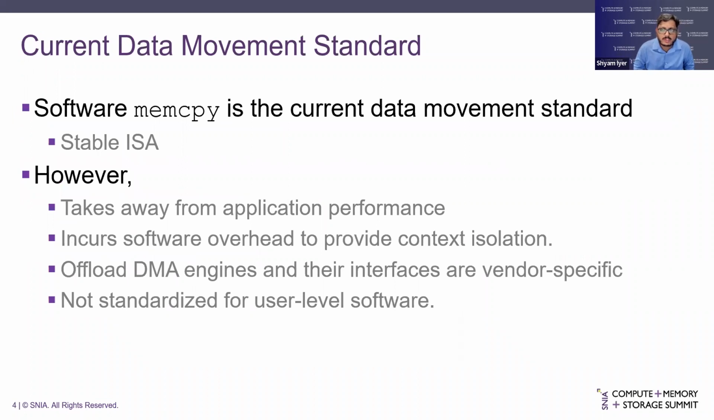If you look at the current data movement standard today, and that's been the case for a long time, the software-based memcopy is our current data movement standard, and for a good reason: it has a stable instruction set architecture. The challenge there is that it takes away from the application performance. It consumes CPU cycles while it's doing the data movement. It also incurs overhead in trying to provide context isolation. We've always had offload DMA engines, but they've been vendor specific, so they're not ideally standardized for user-level software.